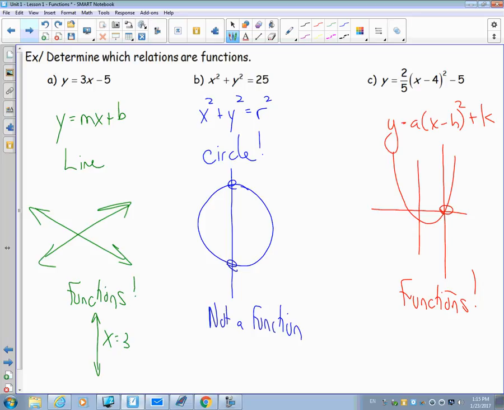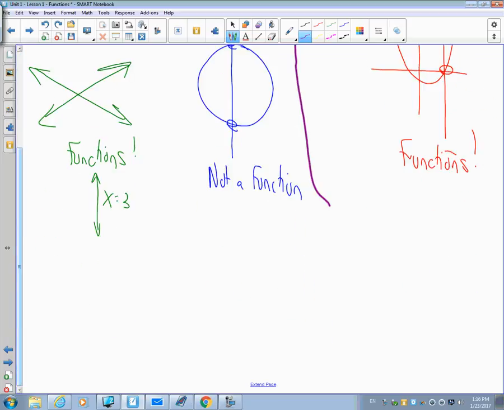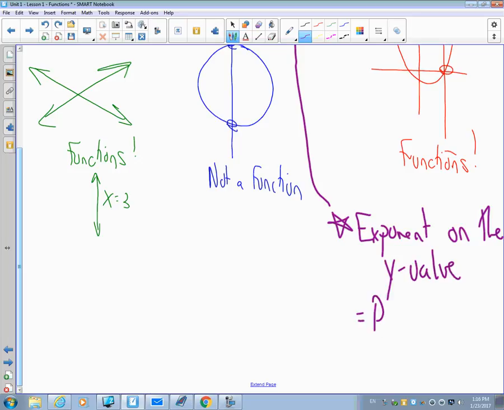Okay. Really the big trick here is you should recognize lines, you should recognize quadratics. The weird one, the circle, one of the big hints for how you know something is not a function: if you ever come across a y squared, write this down, a little star here, an exponent on y always means relation. Okay, you can have exponents on the x, totally fine. That's what quadratics are. But as soon as you see an exponent on your y, you know you have a relation and not a function.